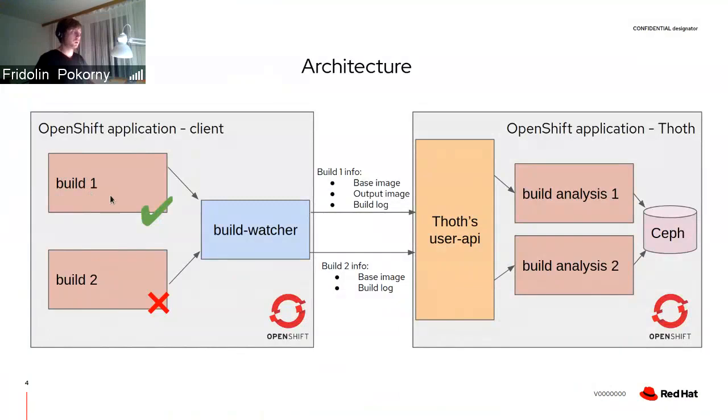As Build 1 was successful, the extracted information are the base image, the output image or the resulting container image, and build logs produced during application assembling. The second build was not successful, so there was no output container image or resulting container image produced, and in that case, Build Watcher submits only the base image and build logs that state the error that was encountered during the build process. On the right-hand side, you can see the Thoth application.